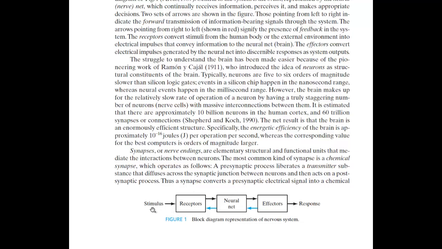First, when you get the stimulus, you have the receptors, then you have a neural net, then you have the effectors, then you have the response. Okay, so from the response again you go to the stimulus. So this is the block diagram representation of the nervous system.